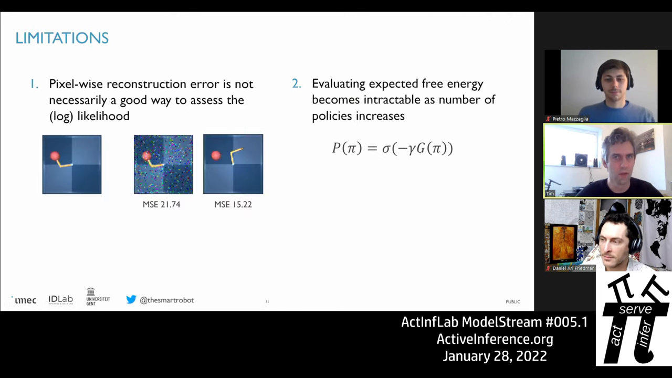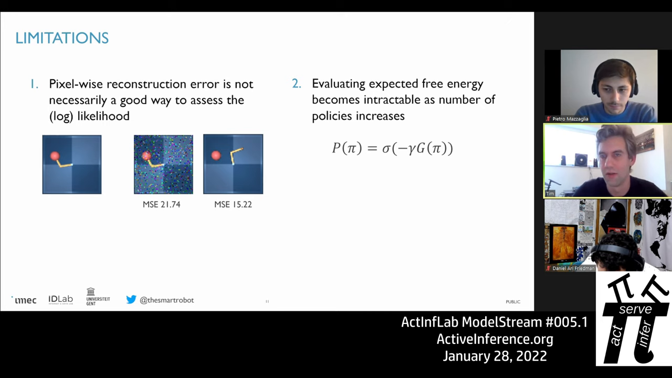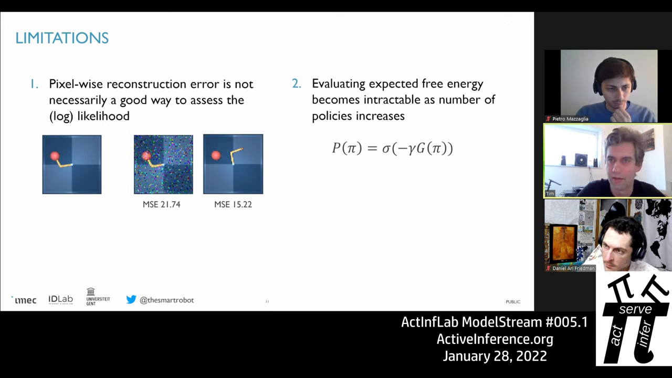Okay, so what are the limitations of this approach? Well, there are two core limitations that we address in the work of Pietro. The first one is we use this pixel-wise reconstruction both to learn a model, but also to define your preferred state. Like, this is the image that you want to see and try to make it happen. But the problem is that mean squared error in terms of pixels is not really the best metric.